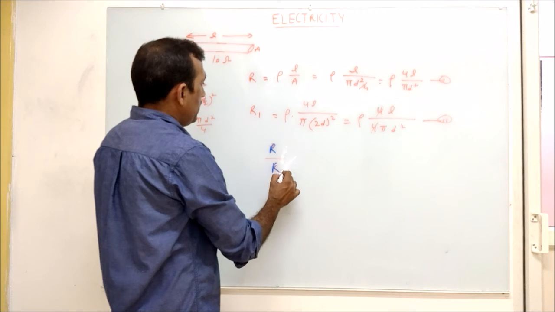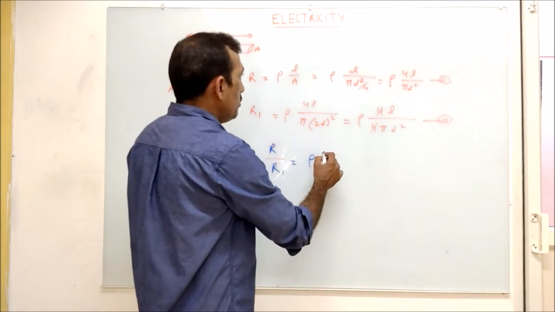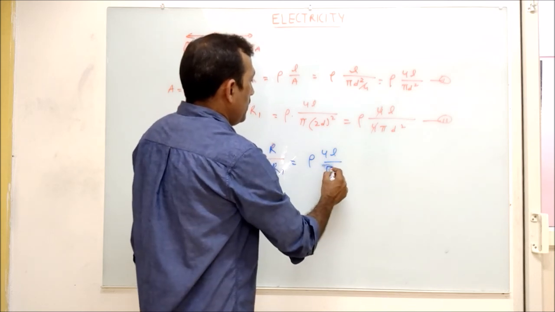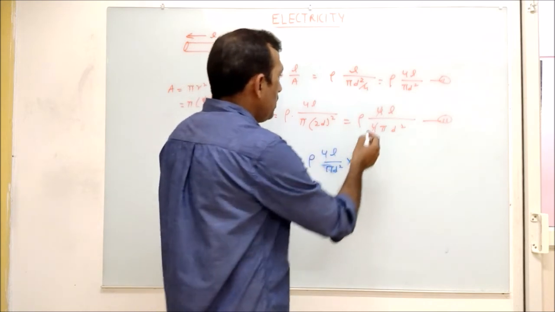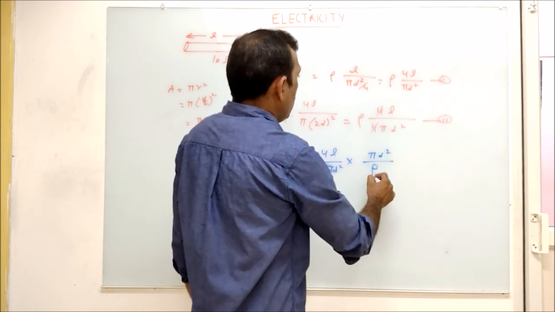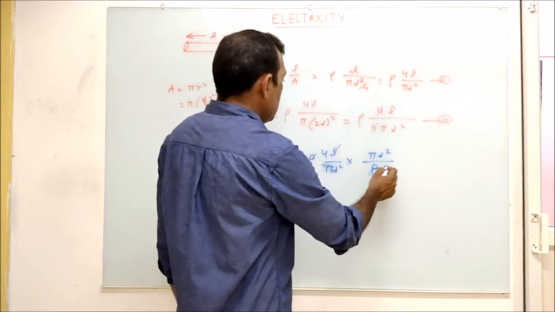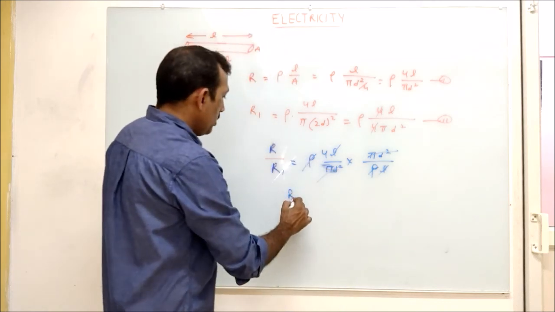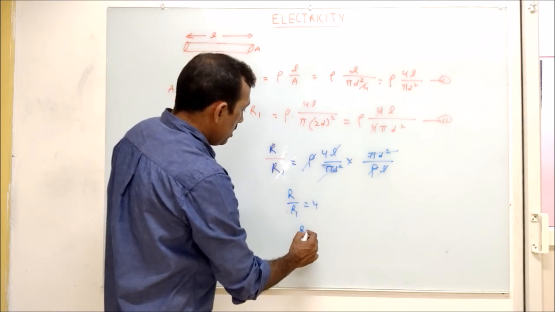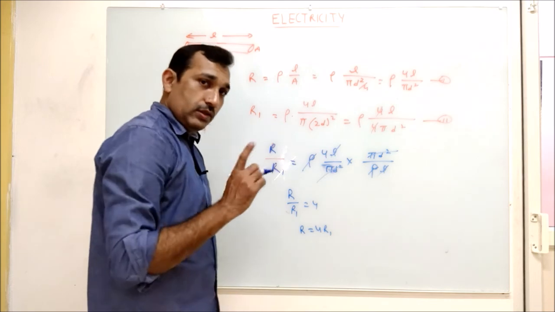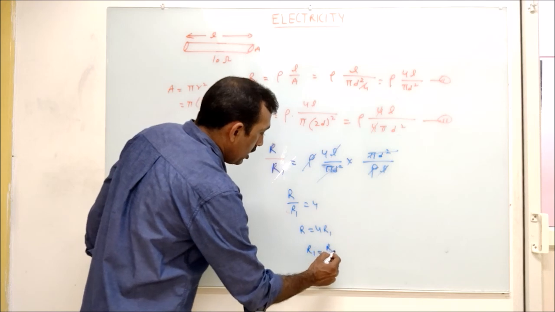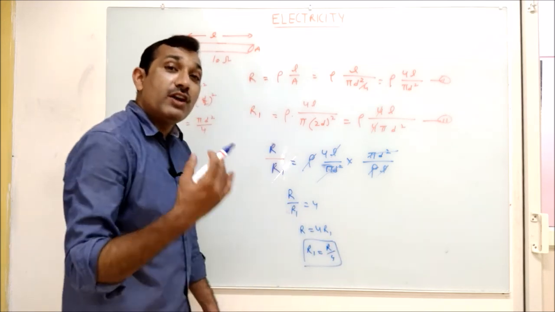R divided by R1 equal to, again the same thing, rho 4L by pi D square. I will do inverse and multiplication. So pi D square will go up and rho L will be here. Rho L cancelled, pi D square cancelled, remaining is 4. So R by R1 equal to 4. That means R equal to 4R1. Earlier, the initial will be 4 times the new one, or you can say R1 equal to R by 4. So new resistance will be 1/4.